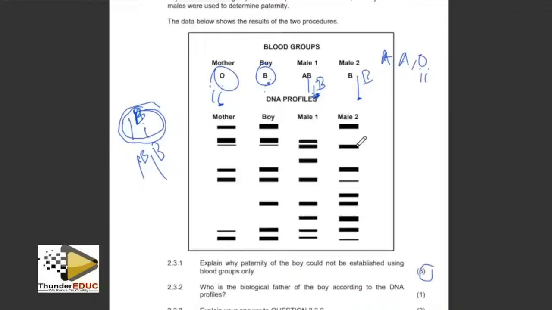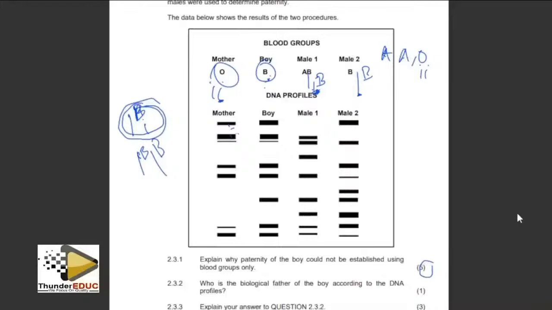Remember, all the genes that this boy or this baby has come from the mother and the father. So if you take out all the mother's genes, because the mother is known, the remaining bands of this boy must be those of the father. Let me show you what I'm trying to say. This mother, okay, this one is not for them. Yes, this one is corresponding. So this one is out. This one corresponds. All right, this one corresponds.